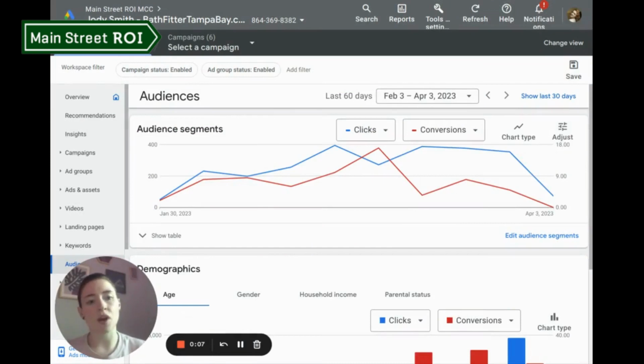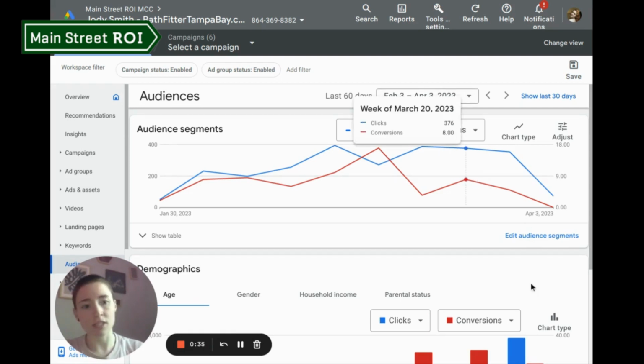This is Maura with Main Street ROI, and if you run Google Ads and you want a quick tip about how to use demographic targeting to make sure your ads are being seen by the right people, then this video is for you. In this video, we're going to break down how to use this feature, which is super important because if your targeting isn't right, then you run the risk of showing your ads to completely irrelevant groups of people, which is ultimately just a waste of your budget and advertising efforts.